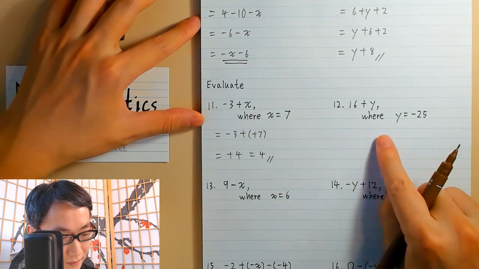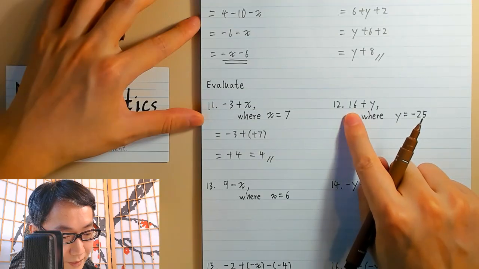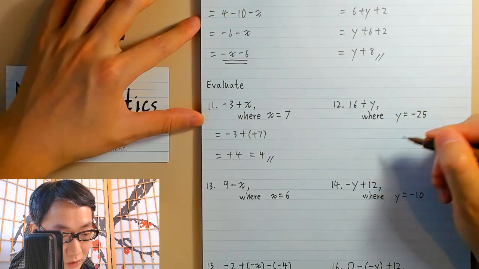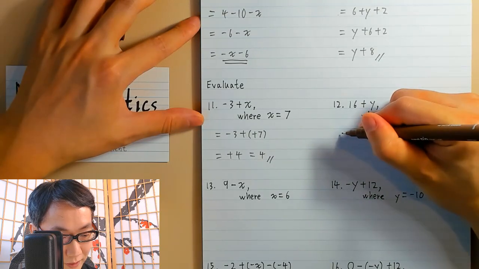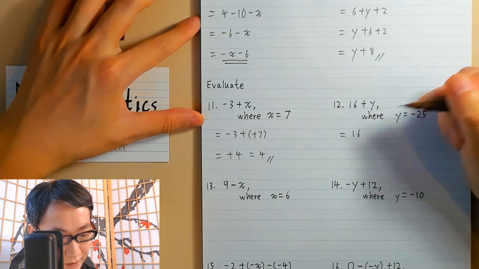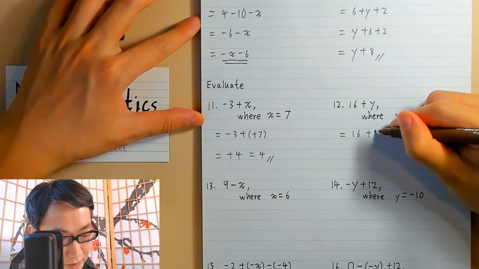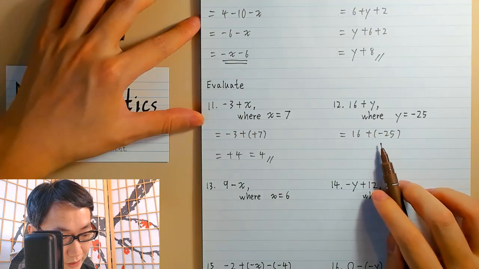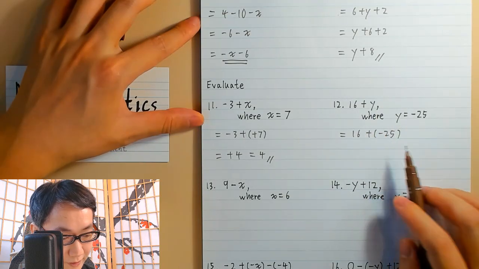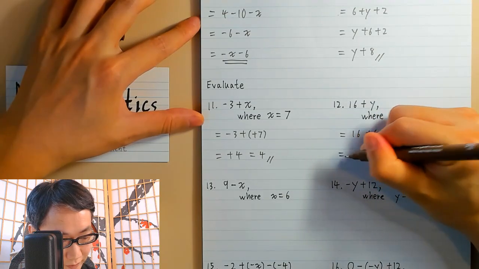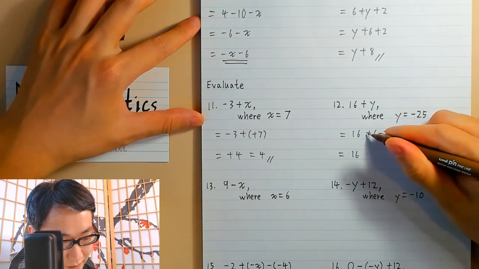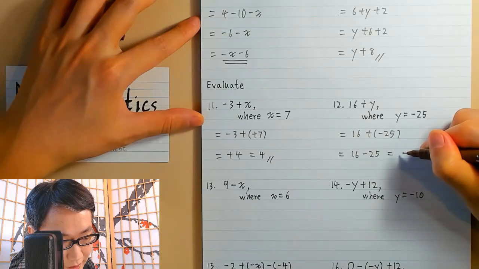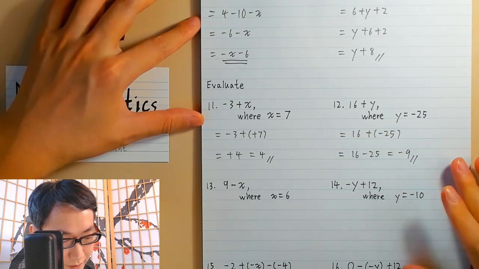Alright. So next one, 16 plus y. So this is already simplified, so I can just substitute. And then I have 16 plus negative 25. This in the bracket. Clearly this was y, right? Yeah. And then we have 16, that's nothing, so negative 25. And this is a negative 9. Okay.